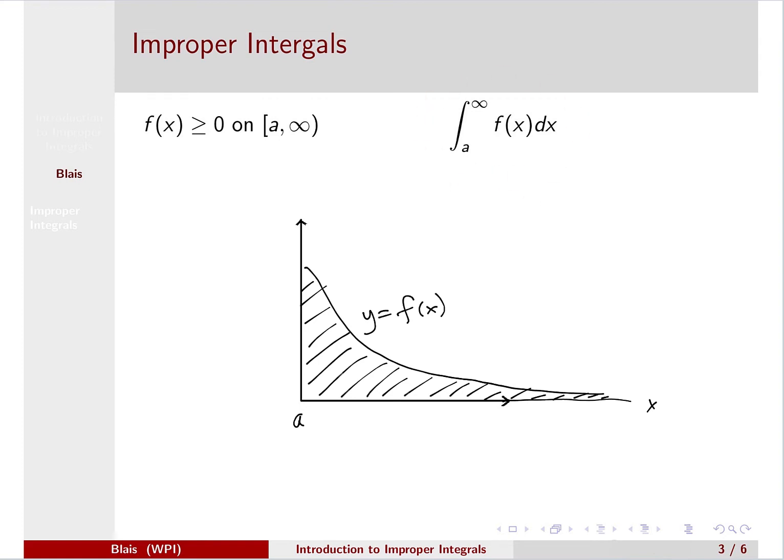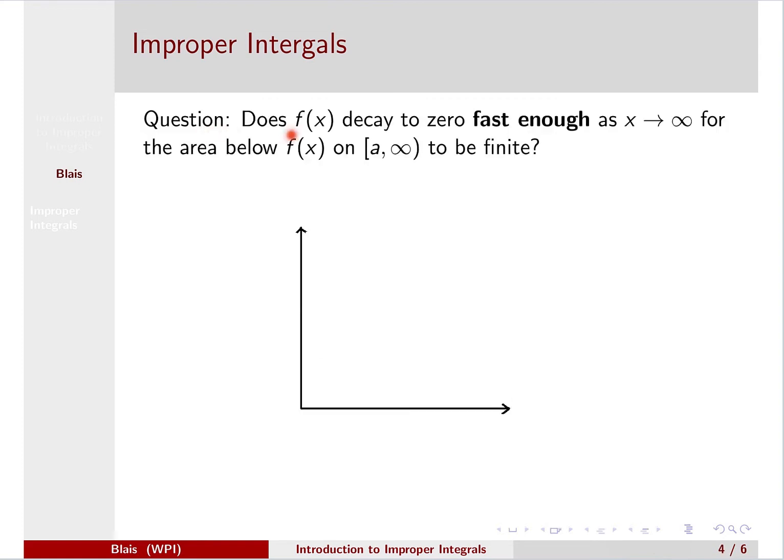And how do we define this? Now the key question will be, is this area finite or is it infinite? And the way that we will answer that question will depend on this function f. And this is essentially a race to 0 for this function f. So the question will be, does f of x decay to 0 fast enough as x goes to infinity for that area to be finite?